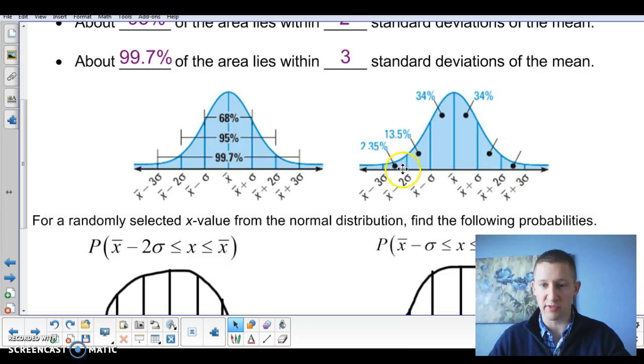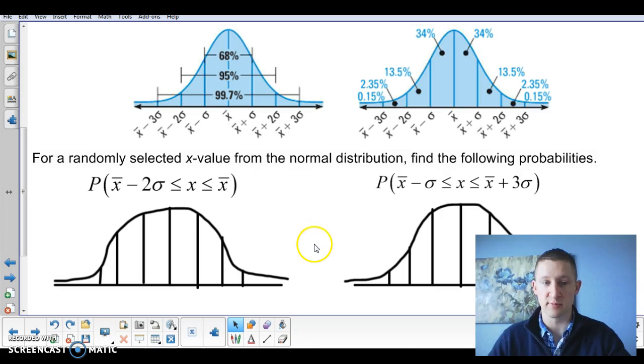Right here, we've got 2.35%. And this little guy way at the end, remember, this is beyond 3 standard deviations. So, 99.7 is within that, so 0.3 is left over. Well, 0.3 cut in half is 0.15. So these same percentages, same numbers are going to exist on the other side of my bell curve as well. I'm going to use that to answer some questions down here.